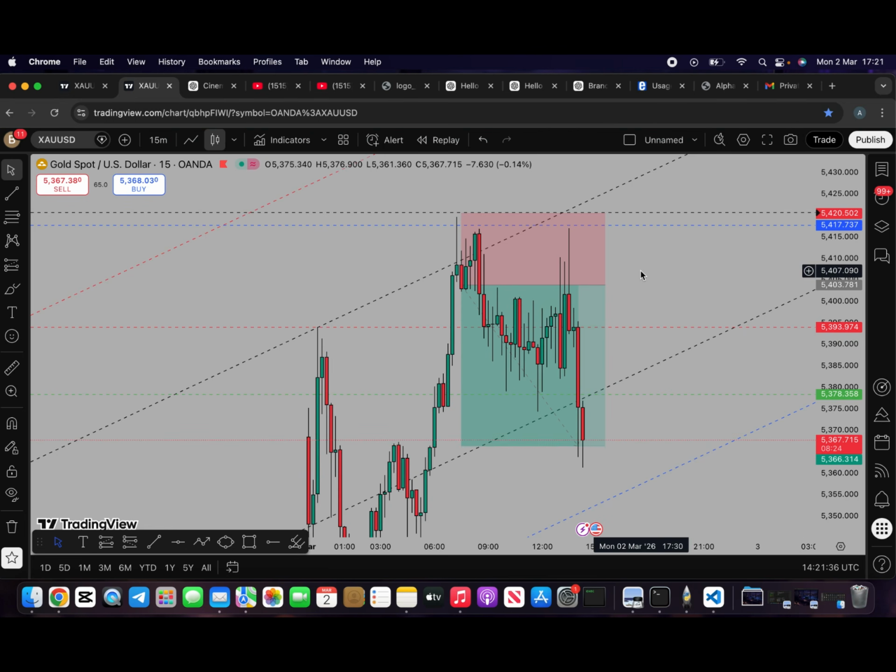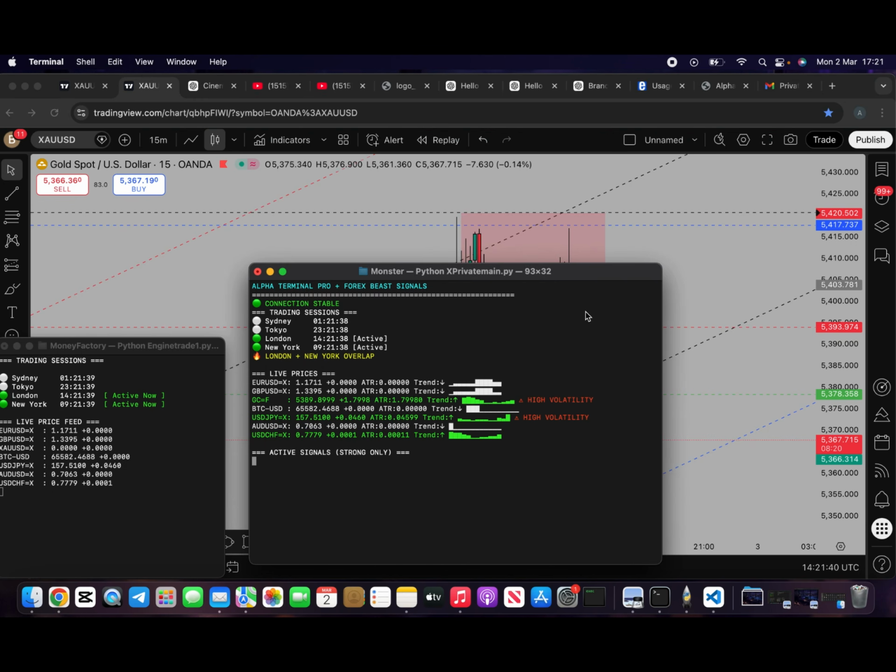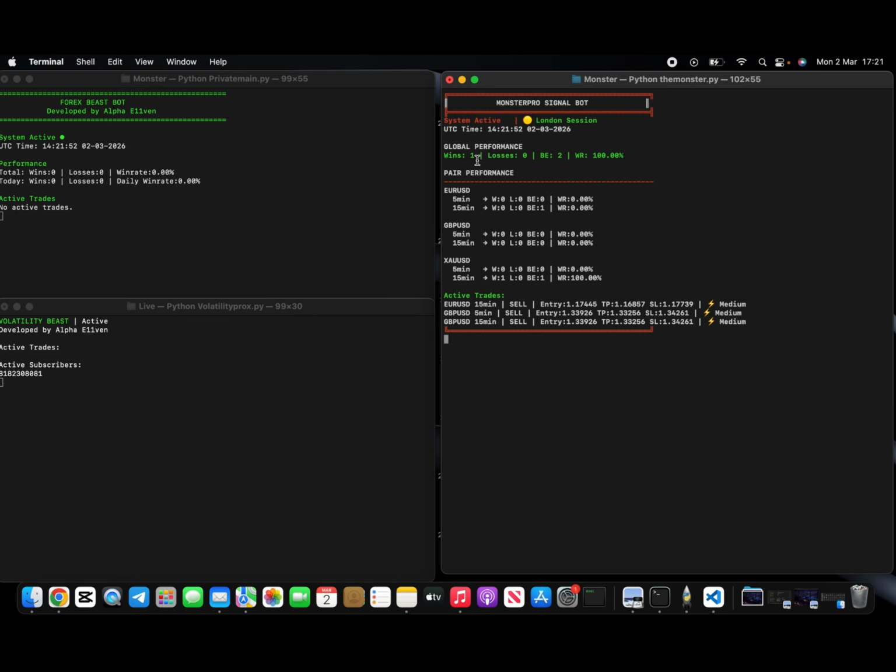And on top of that, you can see my robots are doing very well. Oh, not this one. You can see it is already registered here, 1 win. Of course, every day these robots send a daily analysis of how the trades are going. There are 3 robots actively running right now. This one is called Forex Beast. Now the Forex Beast has a different strategy, that's why it didn't send a signal.